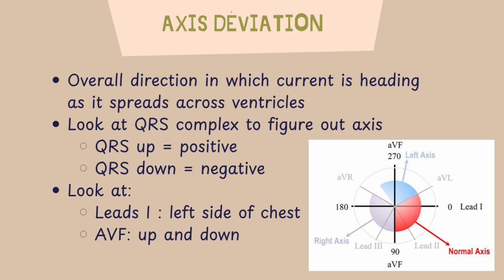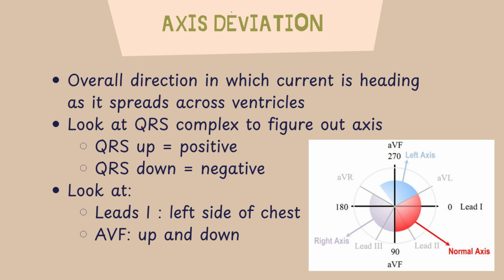To estimate axis, we use two specific leads. Lead 1, which views the heart from the left side of the chest, and lead aVF, which looks from the feet straight up. So kind of like a crisscross. These leads are perpendicular to each other, so they help us track the vector of electrical flow. Now, let's walk through the possibilities.